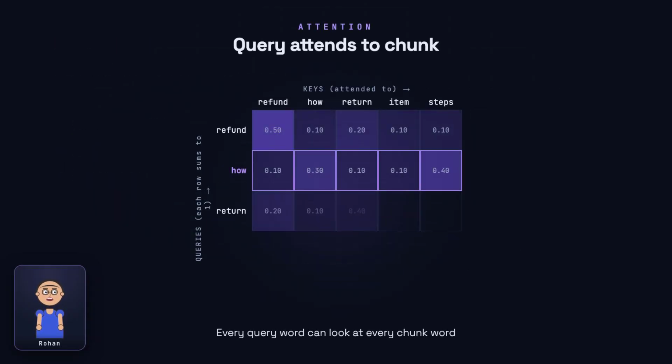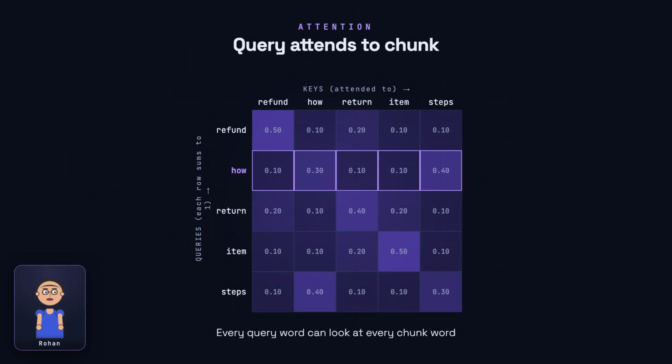Inside the cross-encoder, attention lets every query word look directly at every chunk word. The word how latches onto steps, refund latches onto return. This joint reading is why it can tell a marketing blurb apart from the chunk with the actual instructions, something separate vectors simply can't do.